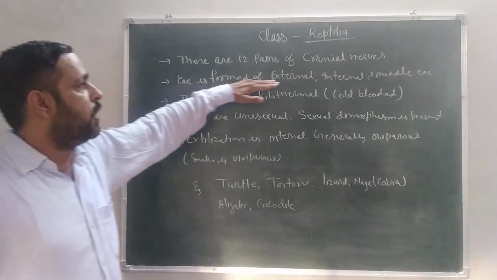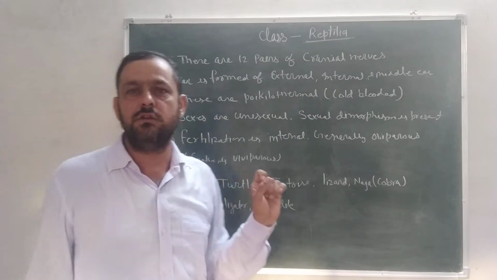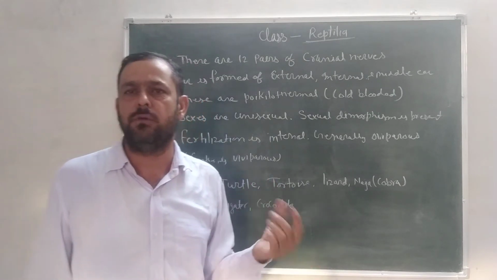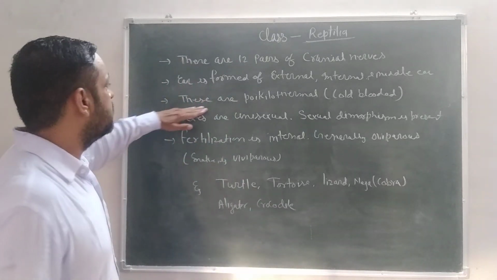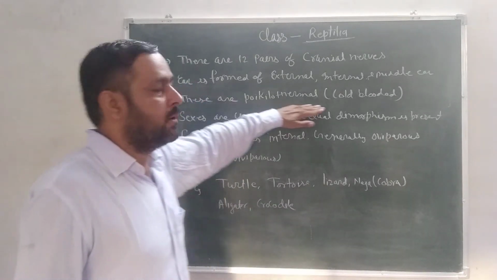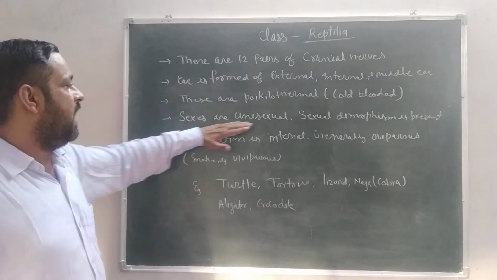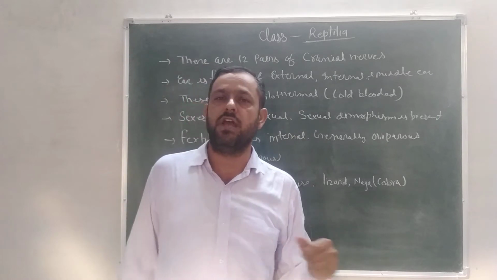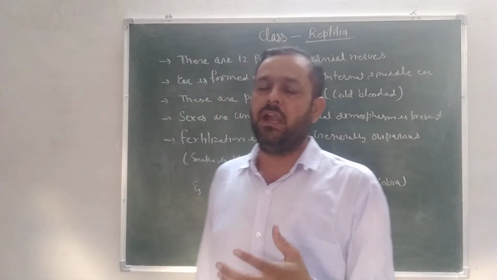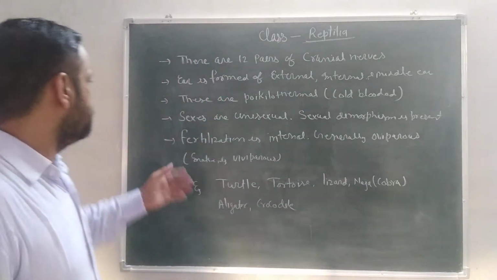Next, the ear is formed of external, internal and middle ear, meaning the ear is divided into three parts like in human beings: external ear, middle ear and internal ear. These are poikilothermal, meaning cold-blooded animals. Sexes are unisexual. Sexual dimorphism is present, meaning male and female are differentiated from each other.